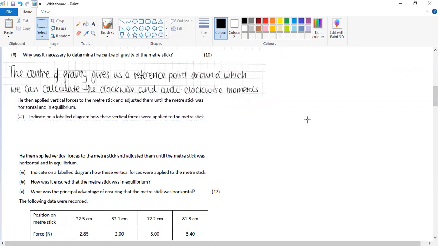Okay, so here we go. The student then applied vertical forces to the meter stick and adjusted them until the meter stick was horizontal and in equilibrium. So there's up and down forces being added here. And the very first part, as you'd expect in an experiment question, is to give a labelled diagram.